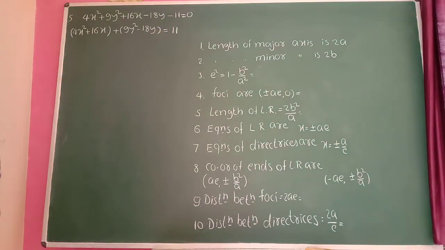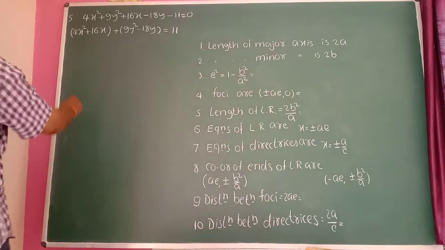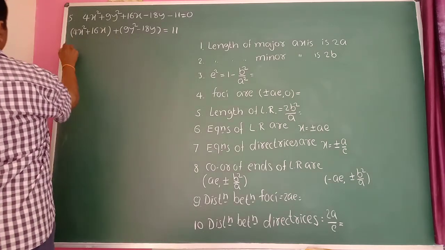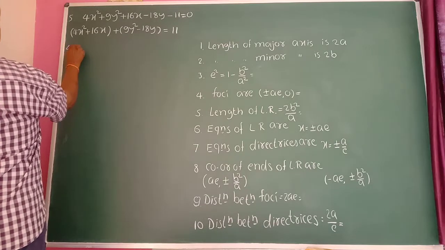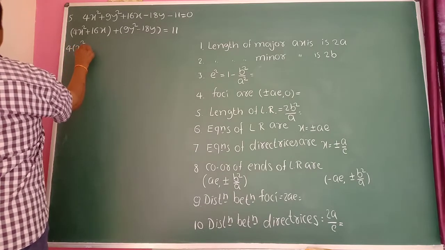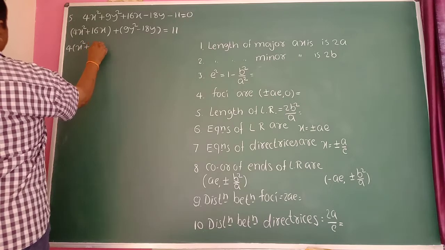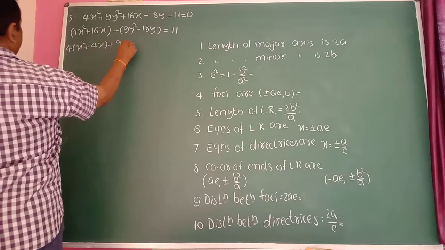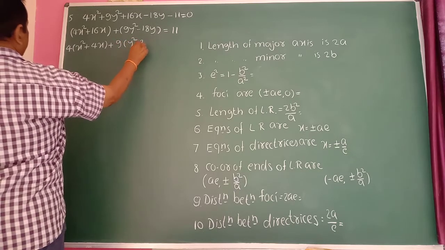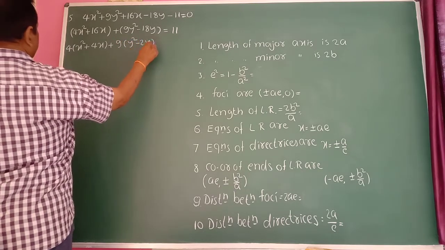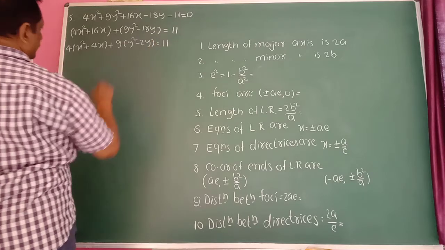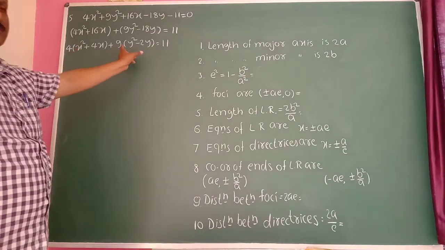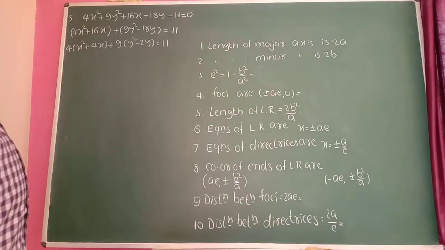It becomes plus 11 here. Here you can take 4 as a common factor and here 9 is the common factor. So 4 into bracket x square plus 4x, plus 9 into bracket y square minus 2y, is equal to 11. Now make these terms a perfect square.